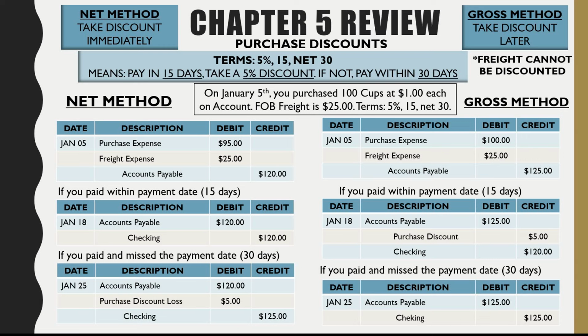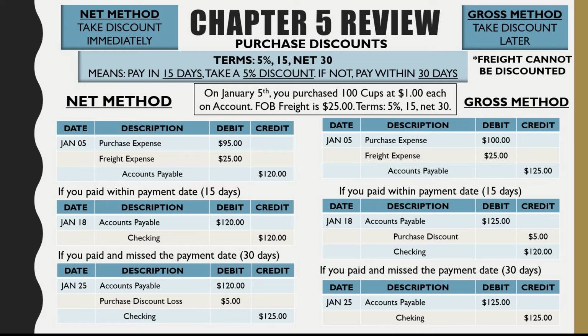So when we dive into periodic inventory, we learned that there are 2 methods of recording, especially when we have things like discounts. If we choose to do the net method, net means that you're going to take the discount immediately, while gross, you take the discount later. So here are the examples. Understand what terms do, because terms play a huge portion in why we take our discounts.